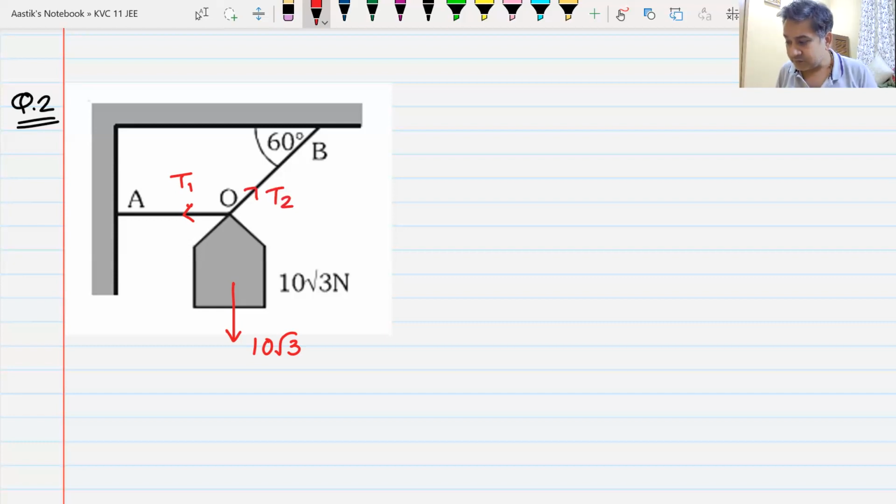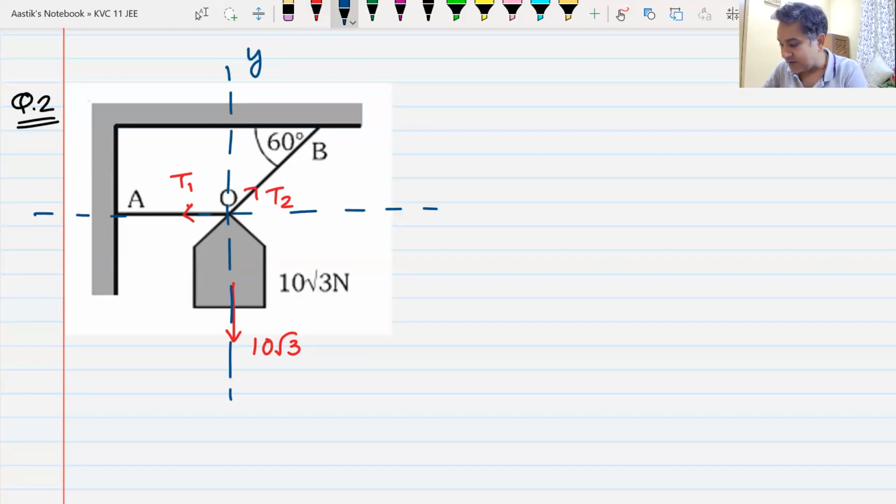What next? Well, the next thing it says is choose convenient axis. Which axis should I choose here? So I will choose this as my y-axis and I will choose this as my x-axis. Do we understand this, everyone? Yes, sir. Y and X are chosen.